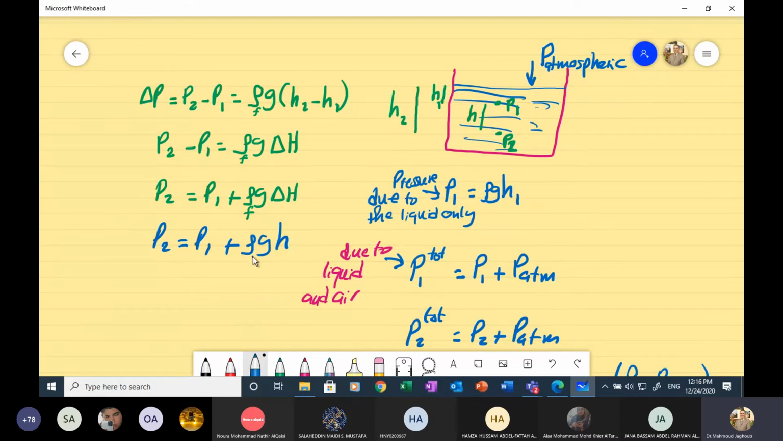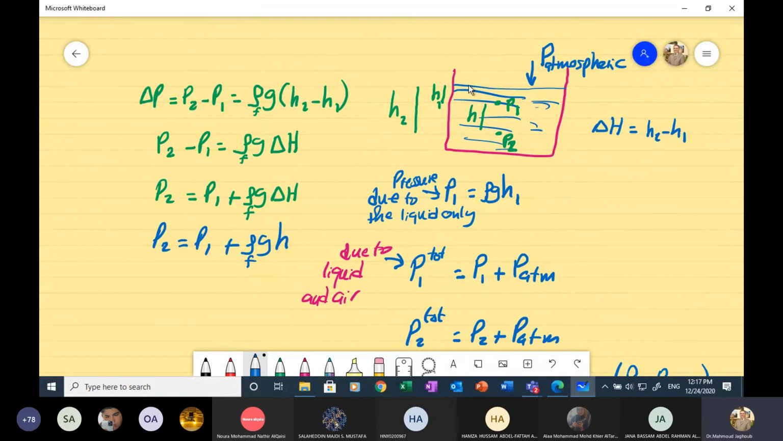And this is rho fluid. Why do I have "fluid"? Because next lecture we will be having the density of the object, which I will call rho O, for example. So P2 minus P1 is going to be equal to rho fluid g times delta H. What is delta H? Delta H is H2 minus H1. That's right, H2 minus H1.